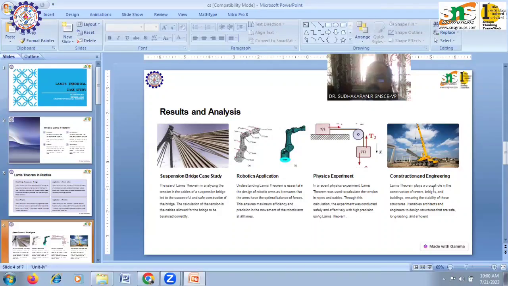Similarly, in construction and engineering, Lami's theorem plays a very crucial role in the construction of towers and buildings, and in ensuring the stability of these structures. It helps architects and engineers design structures that are safe, long-standing and efficient.